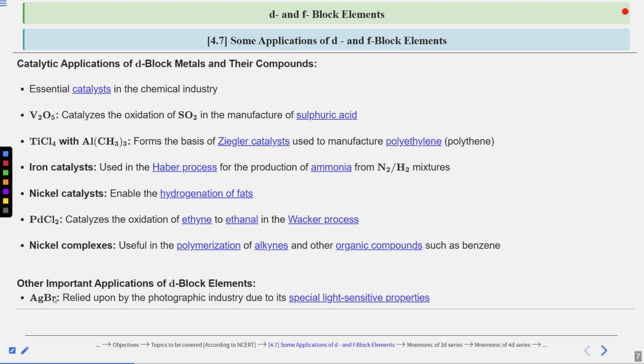Other important applications of the D block elements: first is the compound silver bromide, which is relied upon in the photographic industry. Why? Due to its special light sensitive property. So other than the catalytic applications, another application of D block elements is silver bromide, which is used in the photographic industry due to its special light sensitive property.